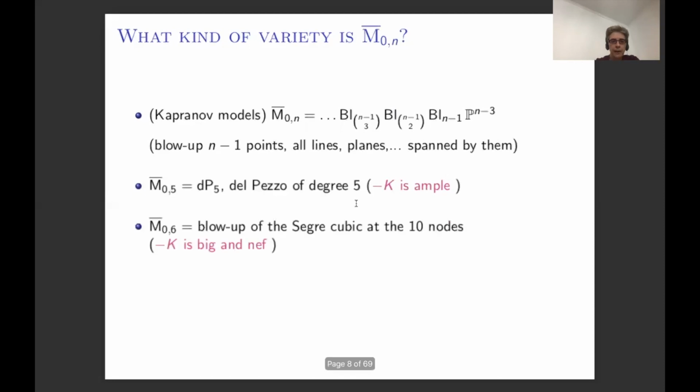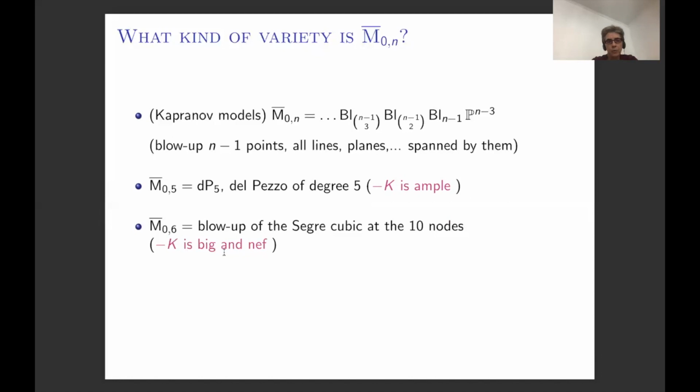When n is equal to 6, you can prove that M0,6 bar is the minimal desingularization of the Segre cubic at its 10 nodes. So the Segre cubic is the unique cubic hypersurface in P4 that has 10 nodes. So in this case, the anti-canonical line bundle is not ample, but it's big enough.